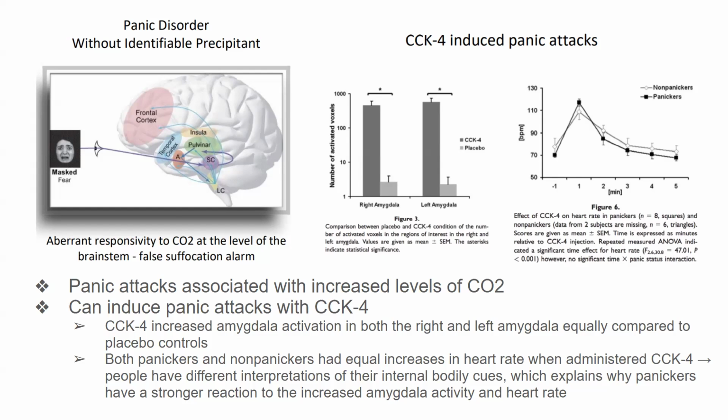That's why in this study specifically, not everyone who got administered CCK4 panicked, even though they had the same sympathetic activation and the same increased amygdala activity. You can kind of think of CCK4 as the opposite of a beta blocker. So yeah, that's why it's really interesting, how we interpret different things and react to different things. The panickers are thought to have a stronger reaction to this increased amygdala activation or increased heart rate, so that's why they panic, but the non-panickers didn't have this strong reaction, so they didn't panic. That's just because they interpreted it differently.